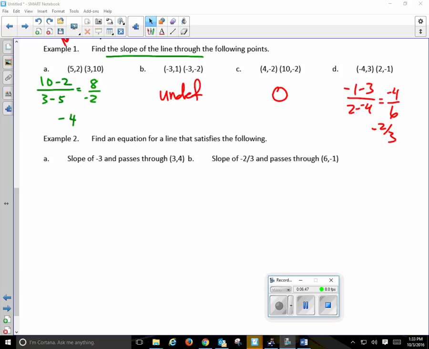Okay, for letter B, I saw there's no change in the x values, which means it's a vertical line. X equals -3, so therefore it's an undefined slope. C, you get 0, and D, -2/3.